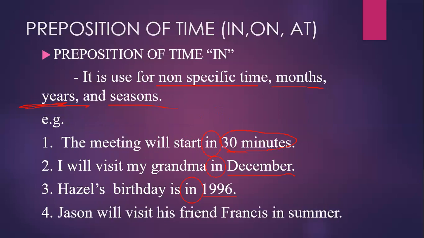Next, Jason will visit his friend Francis in summer. Okay, here we use the preposition of time in because we are talking about seasons, which is summer. Okay, again, we are using preposition of time in for non-specific time, meaning there is no exact time on when a certain event happens. We also use preposition of time in for months and years, meaning there is no exact date on when a certain event happens. And we use the preposition of time in for seasons.